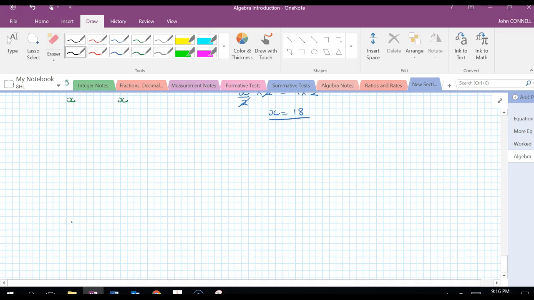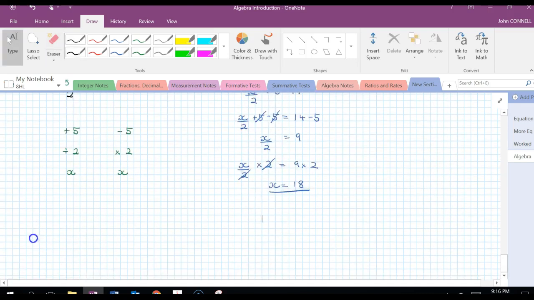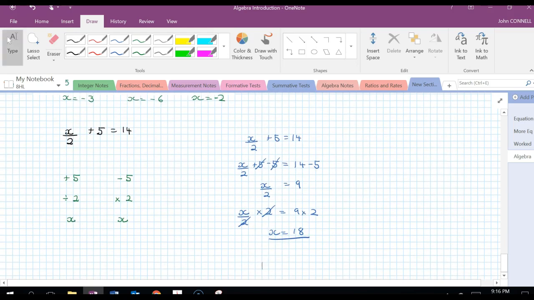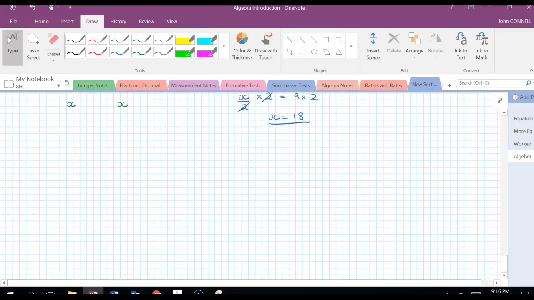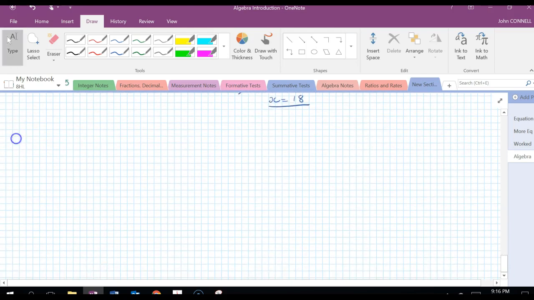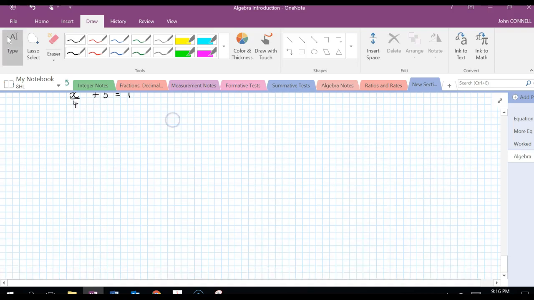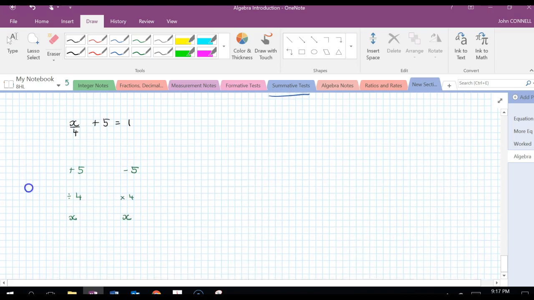Okay, now, not every equation is going to look like the ones we had, so we're going to do some examples of that. So x on 2 plus 5 equaled 14 gave us x equals 18. But the next example we did is x on 4 plus 5 equals 1. So here you've had to go at the process yourself. If we start with x, first thing we're going to do is divide by 4, and then we're going to add 5. So to undo this, we're going to take 5, multiply by 4, and that should give us what x is equal to.